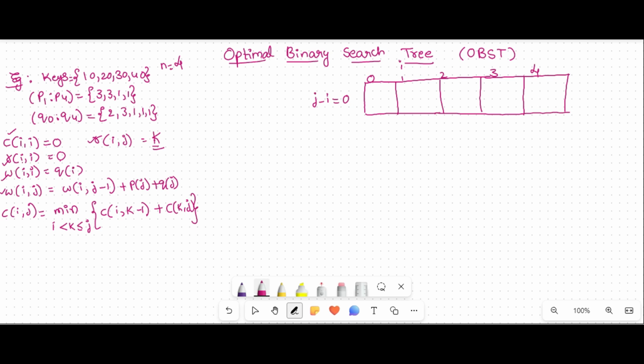That means we have to calculate WCR for each entry, W, C, R. What are the indexes for this? Now you have to consider I and J. The I value here is 0. Now we consider J minus I equal to 0. For what value of J will J minus I become 0? Here J is 0, so the entry is W00, C00, R00.